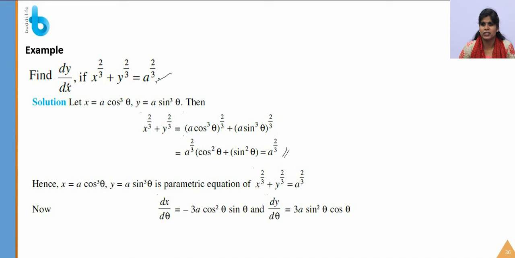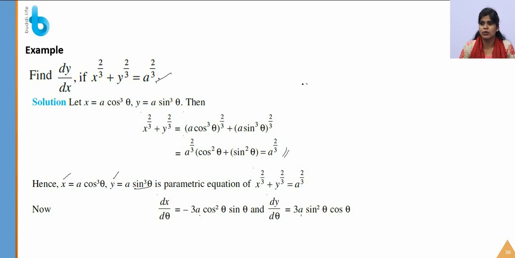For finding dy by dx, differentiate y by theta and differentiate x by theta. On differentiating x by theta, we have a into cos cube theta, and differentiating cos cube theta we have 3 cos square theta, and on differentiating cos theta we have minus sin theta, so we have minus 3a cos square theta into sin theta. And on differentiating y by theta, we have dy by d theta equal to a into, okay, differentiation of sin cube theta is 3 sin square theta, and differentiation of sin theta is cos theta.